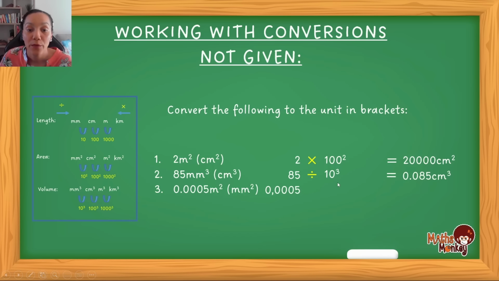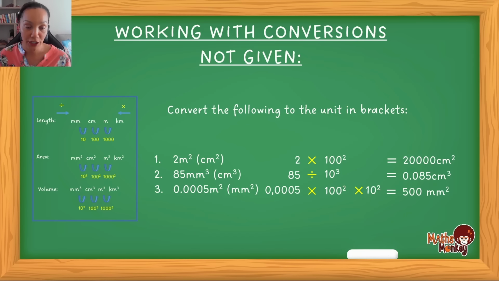All right, and then we look at number 3, where we start with the question, and we're going from meters squared to millimeters squared, which means moving in this direction. And that is multiply, and it's going to be multiplied by 100 squared and then multiplied by 10 squared to give us an answer of 500 millimeters squared.